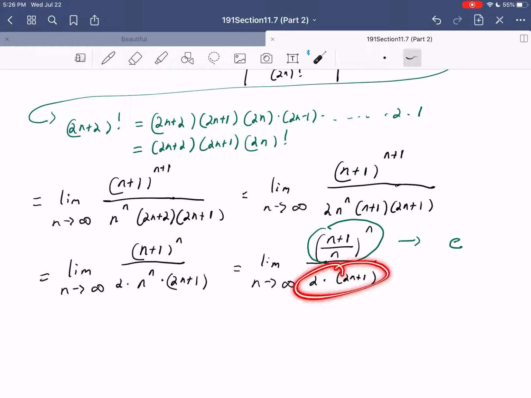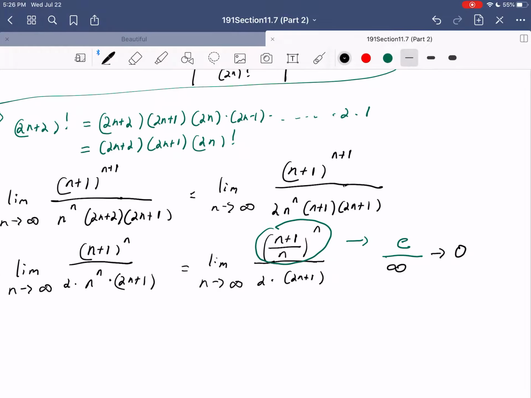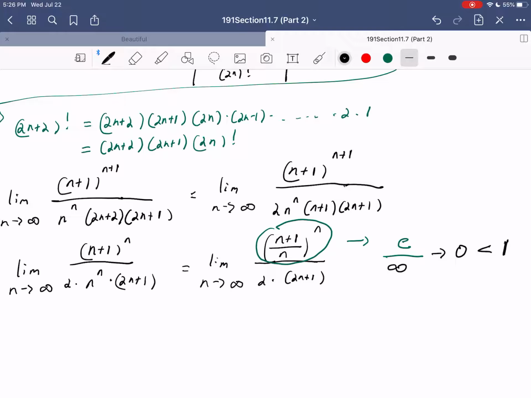But what about down here? This is 2 times something that goes to infinity. So this is approaching e, which is a number, over infinity. So this is going to equal 0. Infinity, which is going to approach 0. So what do we know about that? That is less than 1. So we have absolute convergence again.